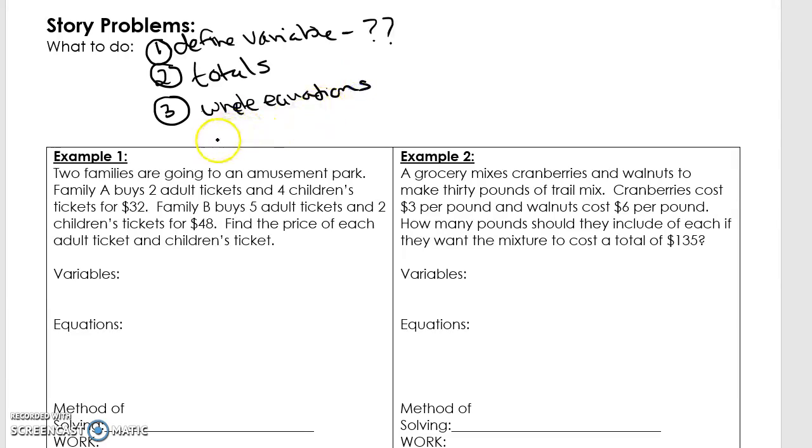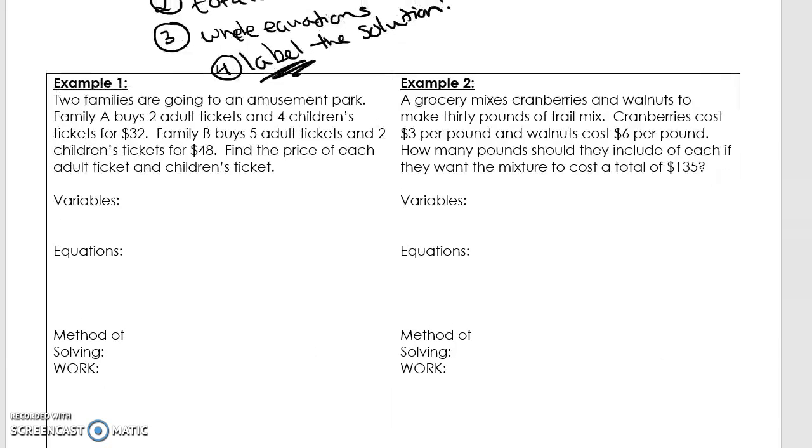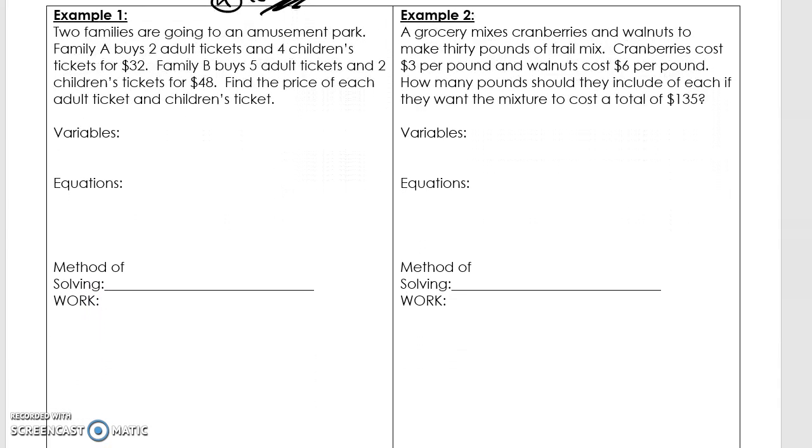And then number three, you're going to write your equation. And then you've got to solve it. And number four, you need to label the answers. If you don't label things, you're not getting full credit. You have to label your answers. Your answers are not going to be written as ordered pairs, which you're used to. They are going to be labeled answers.